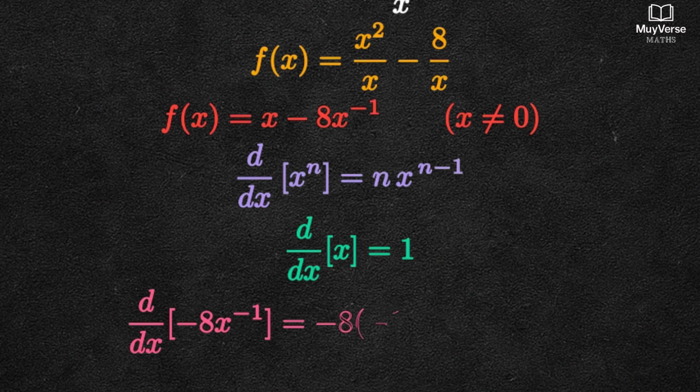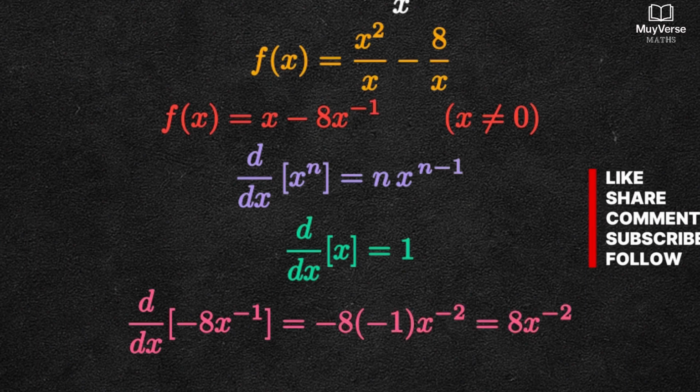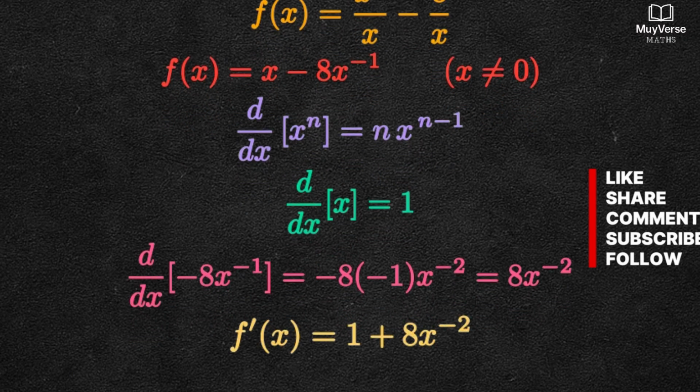For the second term, the derivative of negative 8 times x to the negative 1 is negative 8 times negative 1 times x to the negative 2, which equals 8x to the negative 2. Combine the results to get f prime of x equals 1 plus 8x to the negative 2.